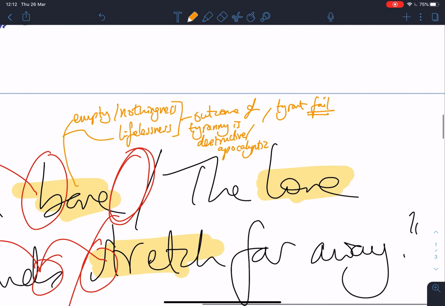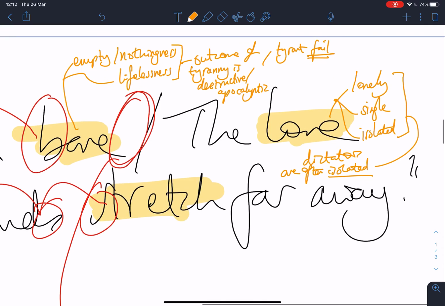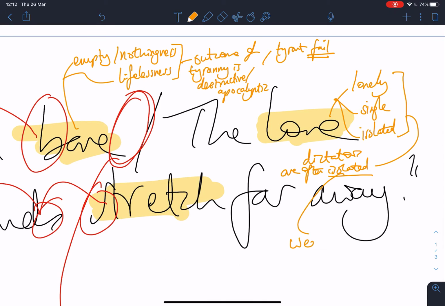We move on to that word lone. Well, lone means lonely, to be alone. It's a single figure. It's isolated. So here we have Shelley commenting on the way that dictators are often isolated. And from that isolation comes weakness and vulnerability.